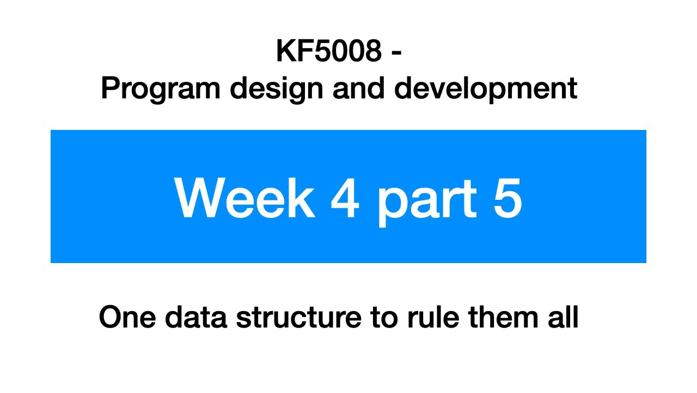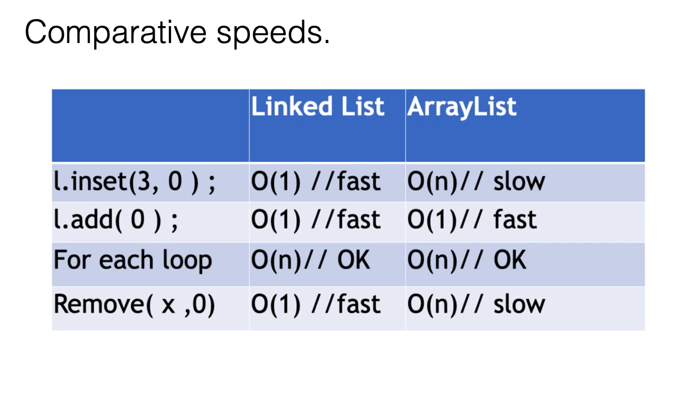So, part 5, one data structure to rule them all. As you've seen, a linked list and an array list do the same kind of job. They both store things in an ordered sequence. But if you notice, the linked list is fast at some things. So for example, inserting an item into a linked list, like near the head or at 0, is really fast. It's order 1. But for an array list, it has to move all the elements.